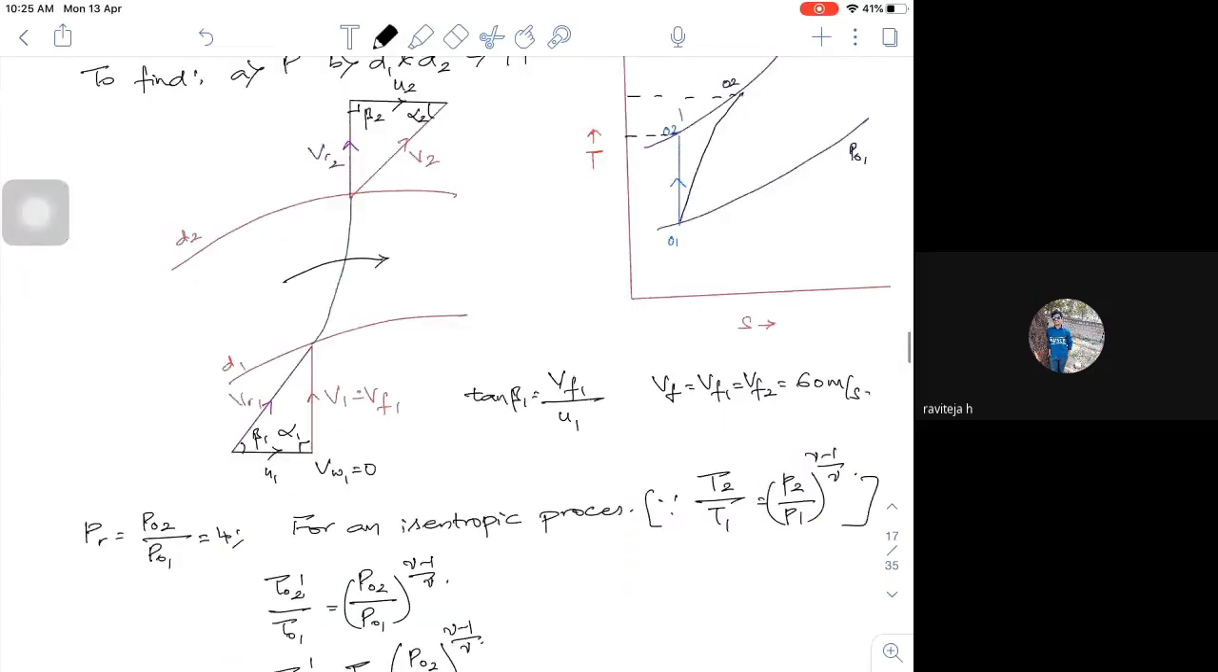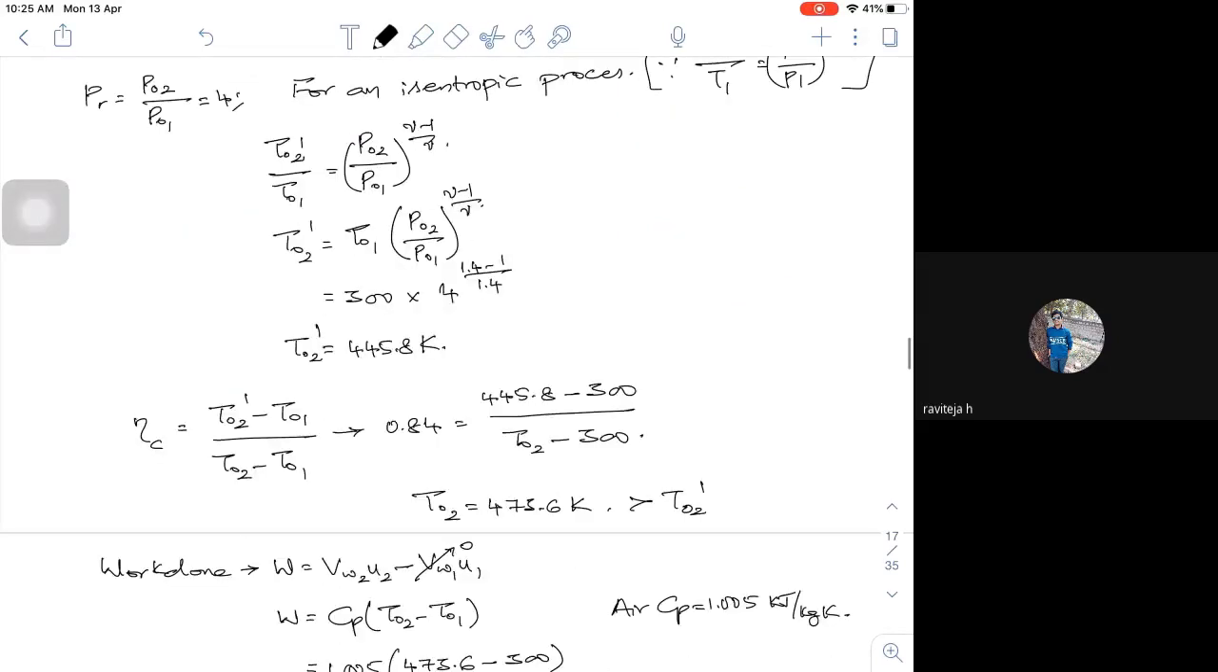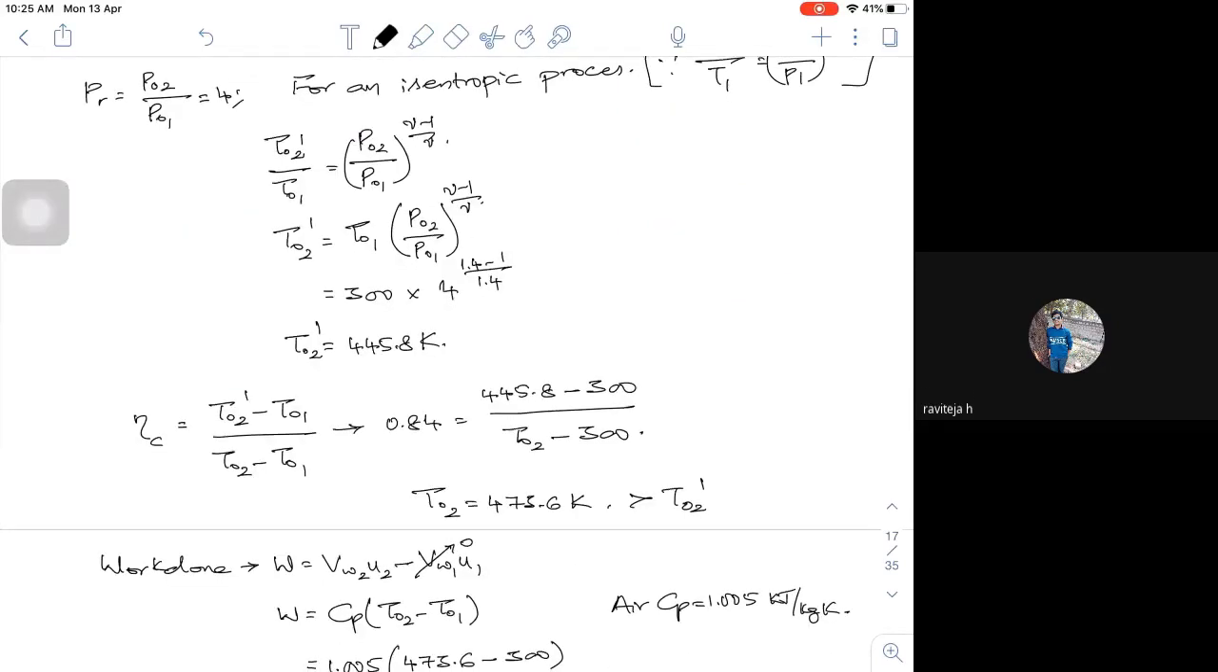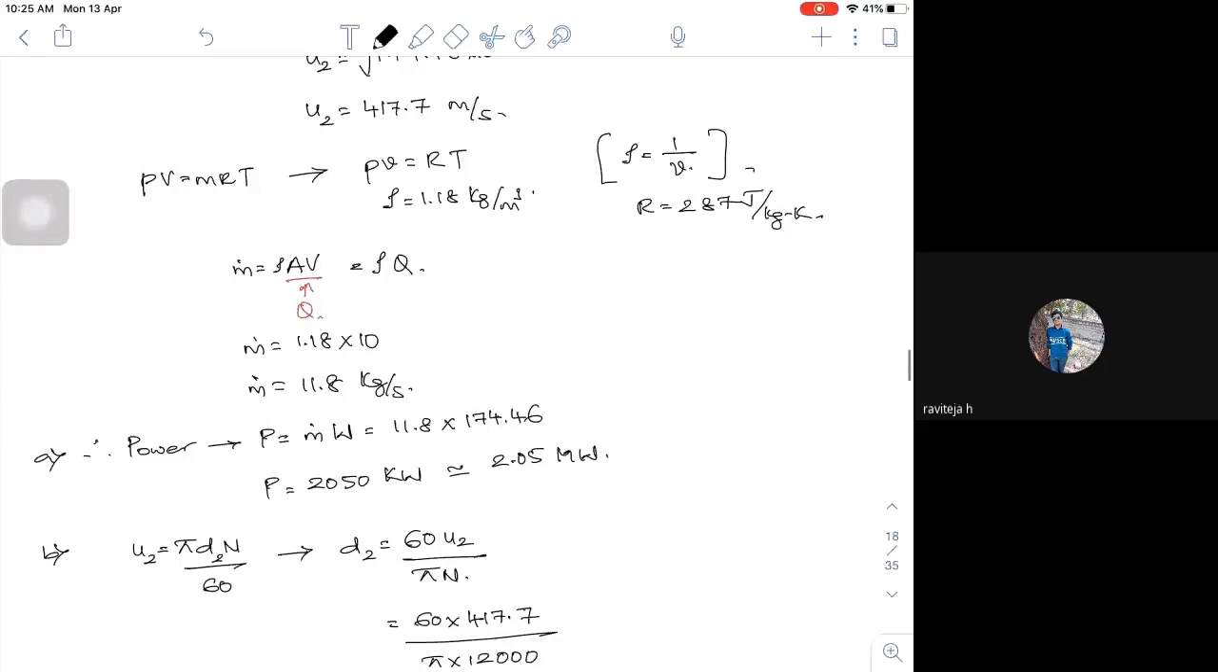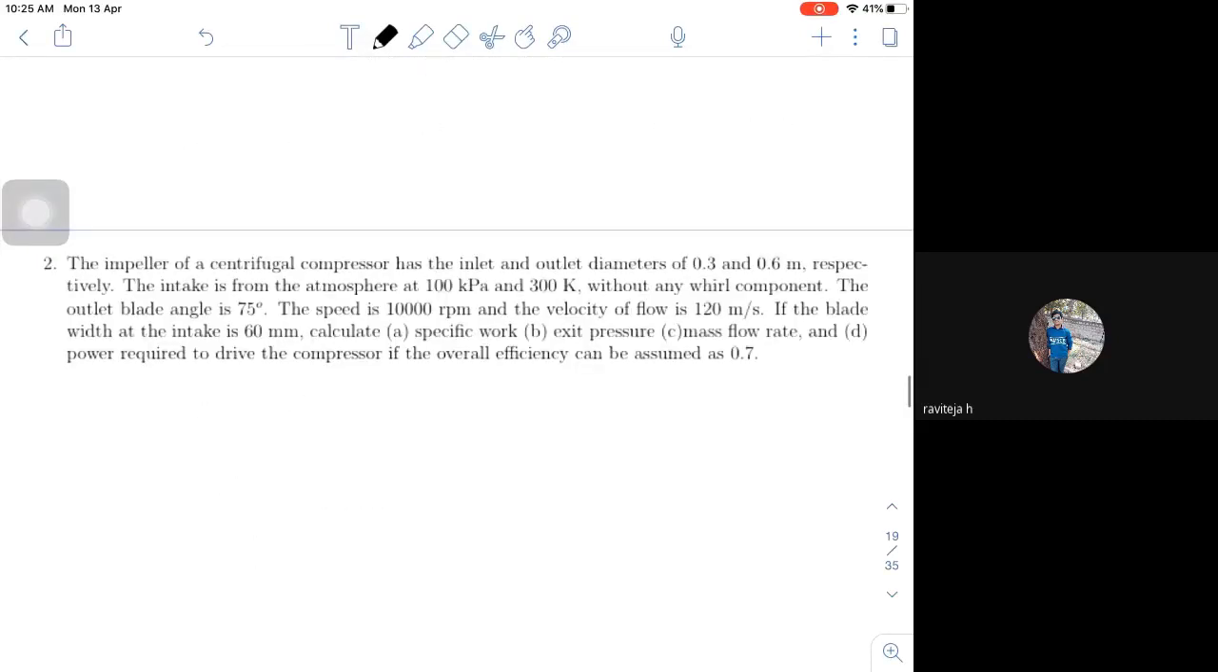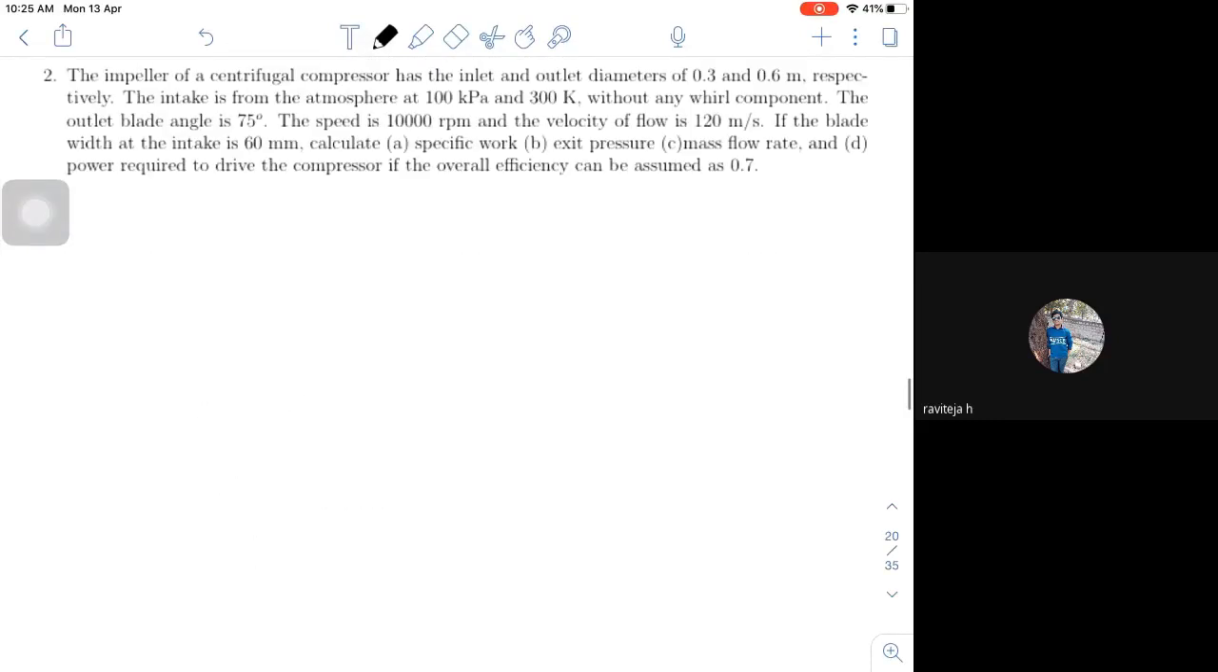Now let us look at the second numerical, which I have already shared. It is there on the tutorial 4 sheet. So let's take that tutorial 2. The impeller of the centrifugal compressor has inlet and outlet diameters of 0.3 and 0.6 meters respectively. The intake is from atmosphere at 100 kilopascals and 300 K without any whirl component. The outlet blade angle is 75 degrees.